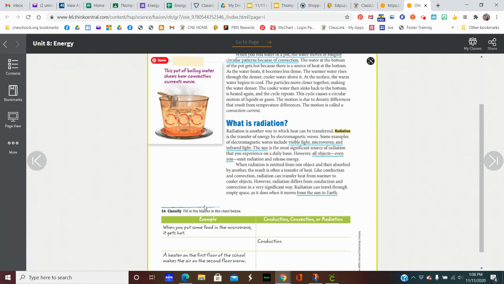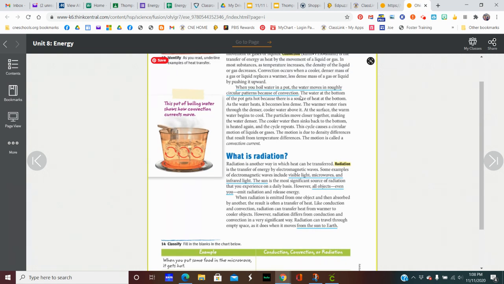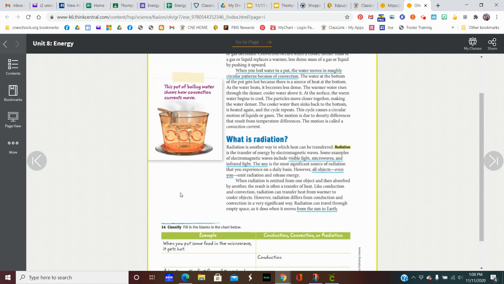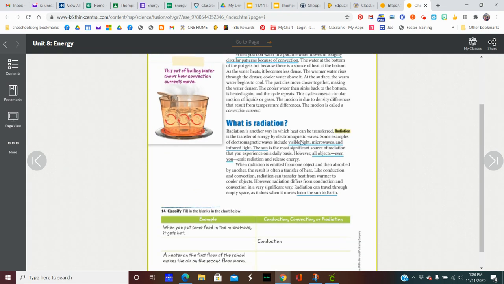All right. So there are our three kinds of the way that heat is transferred: conduction through direct contact, convection by that current of movement of liquid or gas in that circular current, and then radiation through waves, through those electromagnetic waves.